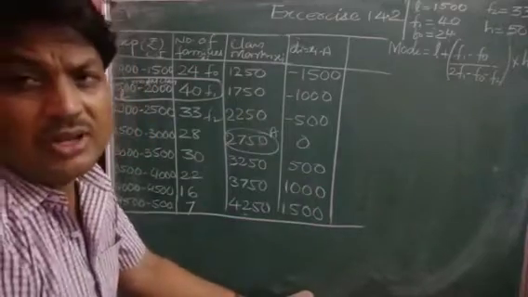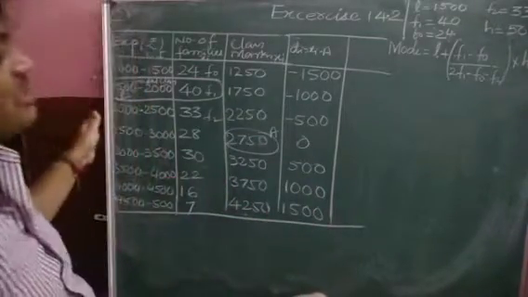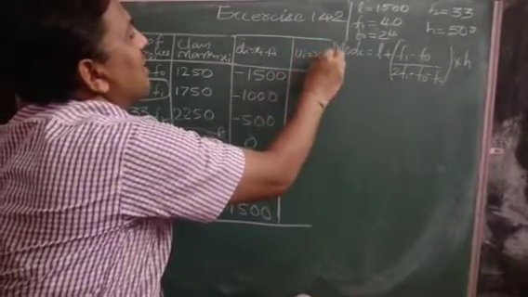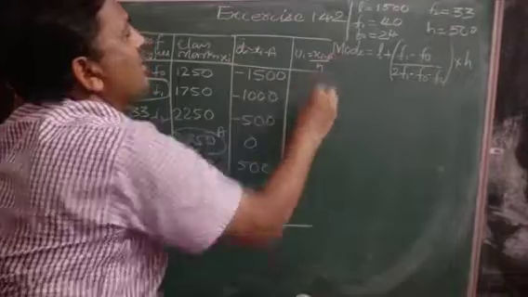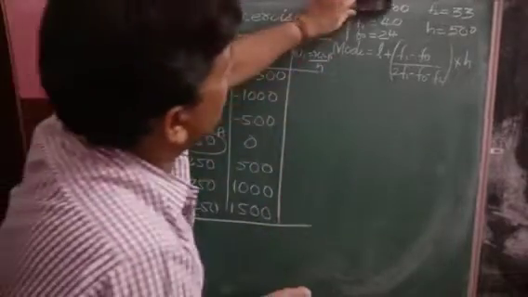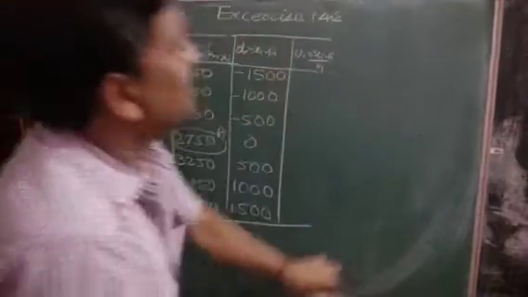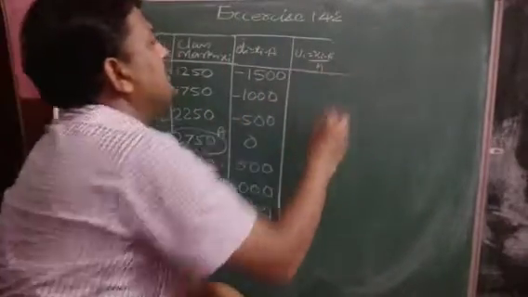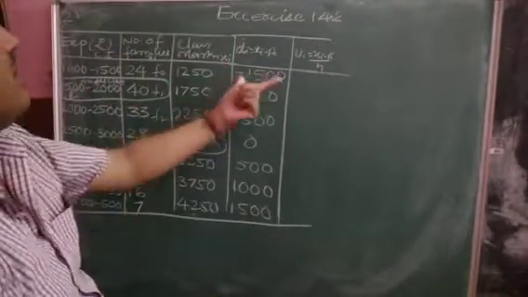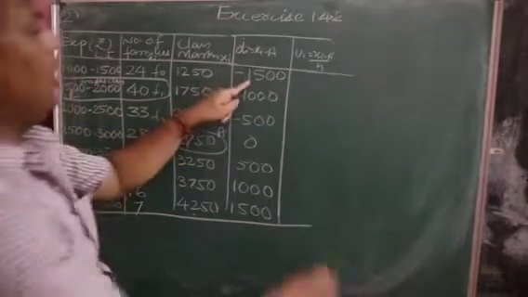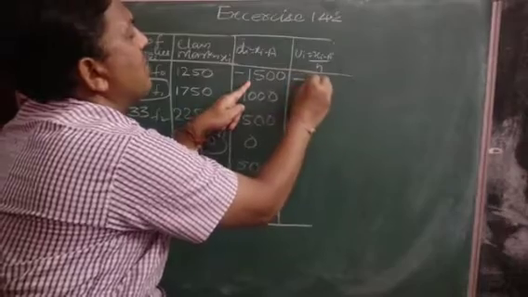Numbers are big, children. So you should go to which method? Yes, UI. UI is equal to XI minus A upon H. So for your convenience, I am just rubbing this. UI, XI minus A, that is this one. Divide by H. How much is the height? 500. So minus 1500 by 500.